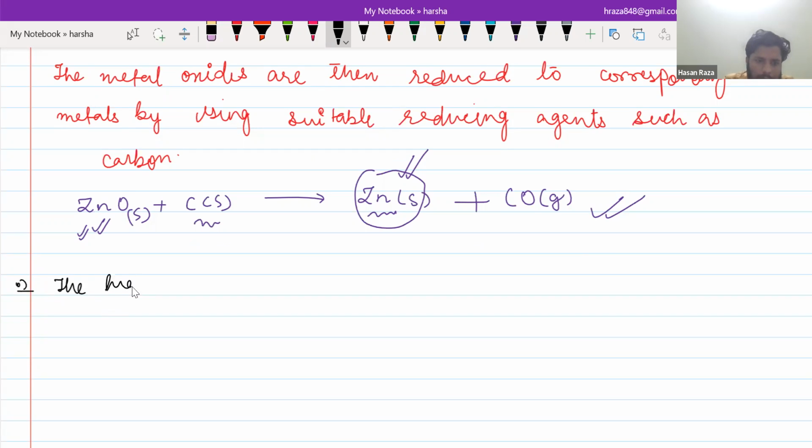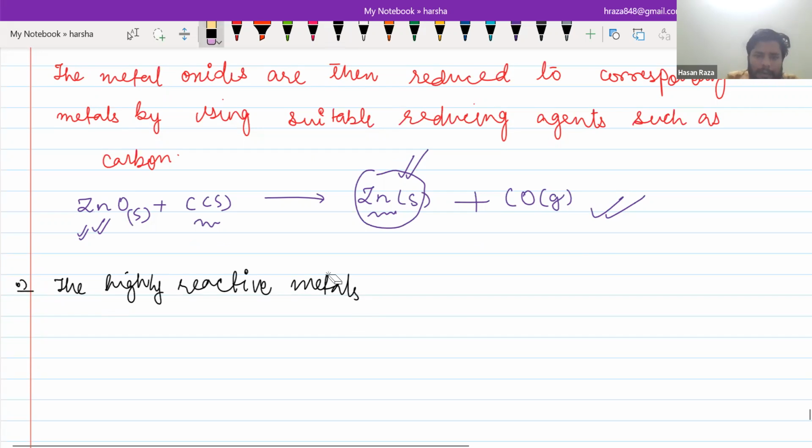the high reactive metals. No, wait a minute. Don't write it directly.